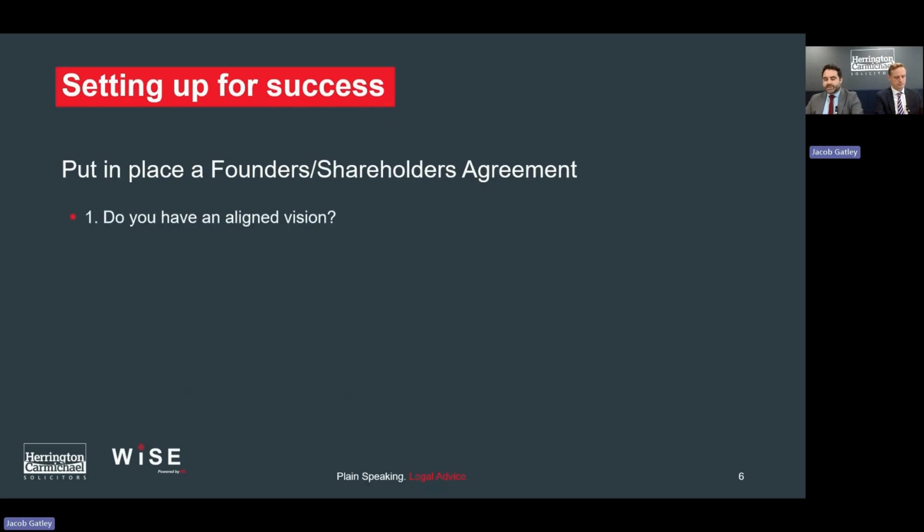So we understand that legal services can be expensive, money can be tight, especially when you're a startup. But from our experience, the legal risks for startups kick in at a very early stage of the business life cycle, and there are certain things you could do to make sure you're on a solid footing from the outset. The first tip from us to you is to put in place a founders and or shareholders agreement.